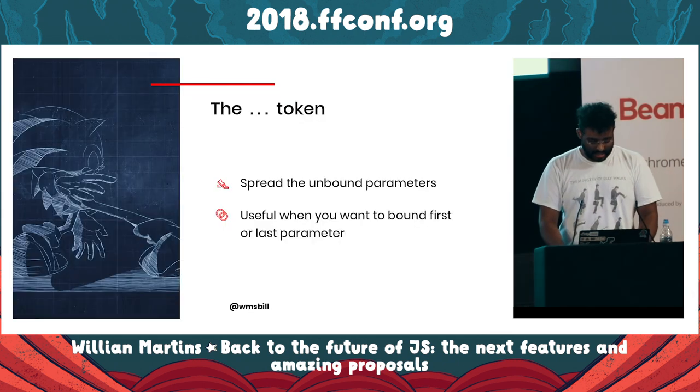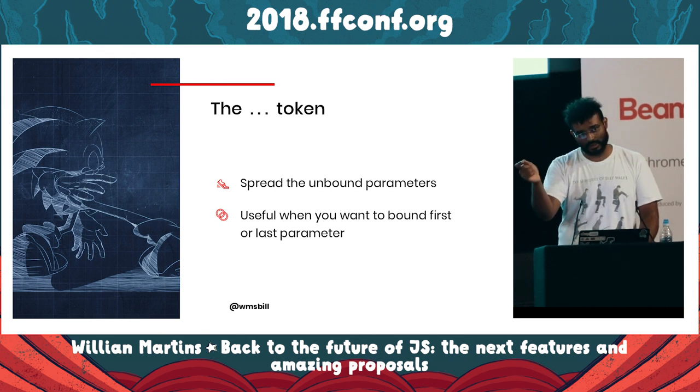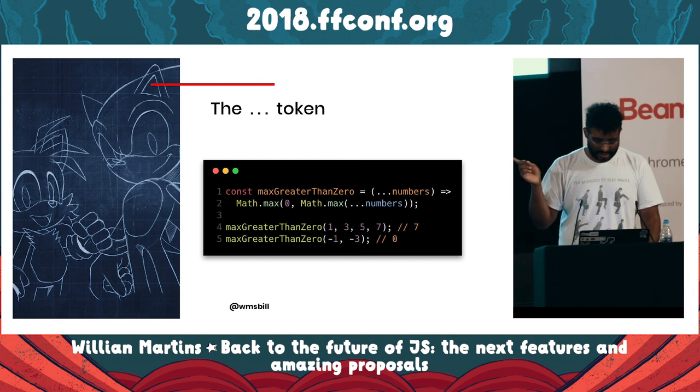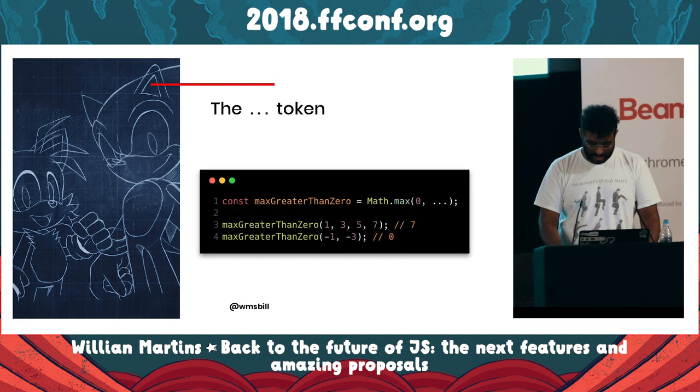So there is one last thing. We can use the spread token, like the ellipsis token, to spread the unbound parameters. It's useful when you want to bind just the first or only the last parameter. I can show you a quick example here. I have this function which returns the max number greater than zero. So if I call this function with only numbers below zero, it returns zero. Otherwise, I just return the maximum one. So this is the way we can do this right now. And using this ellipsis token, we could do it like this.